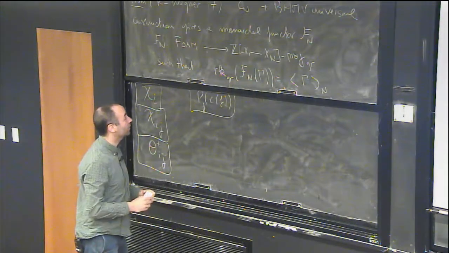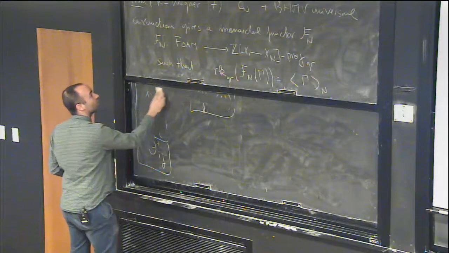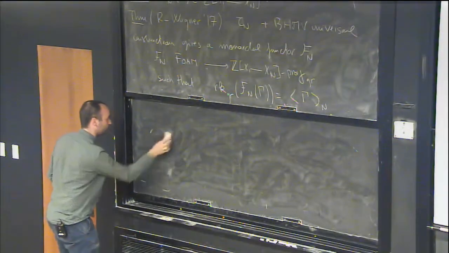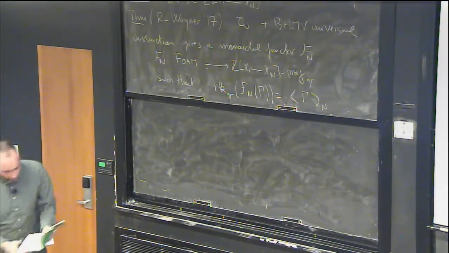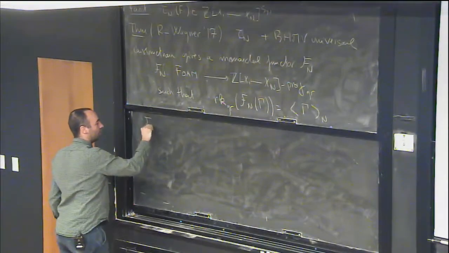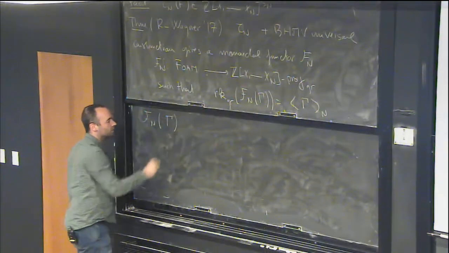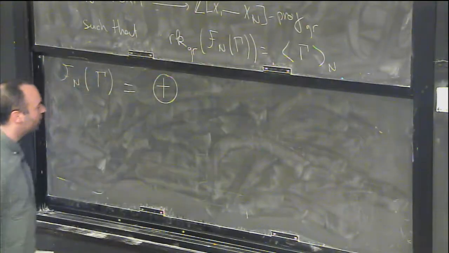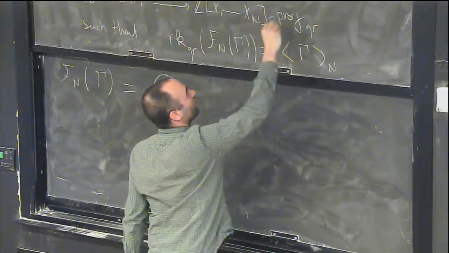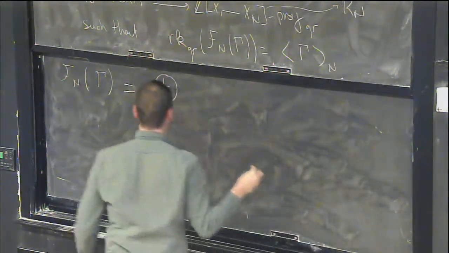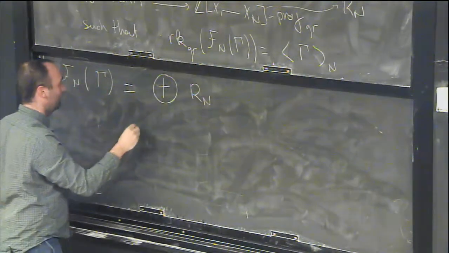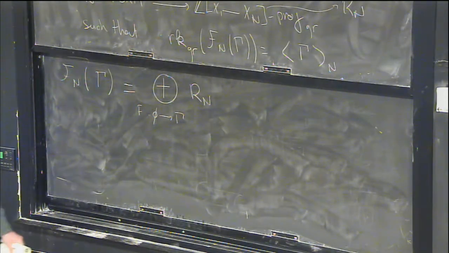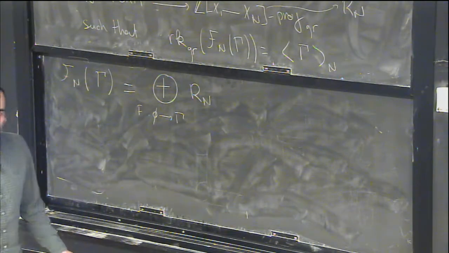So I should probably say what the universal construction is. So BHMV is for Blanchet, Habegger, Masbaum, and Vogel. And it's designed as follows. So if I take a graph gamma, I define this guy to be simply a very, very big free module. I want to call this R_N, sorry. So for each foam which goes from the empty graph to gamma, I take one copy of R_N. So it's huge. I don't even mod out by anything. So it's really huge.